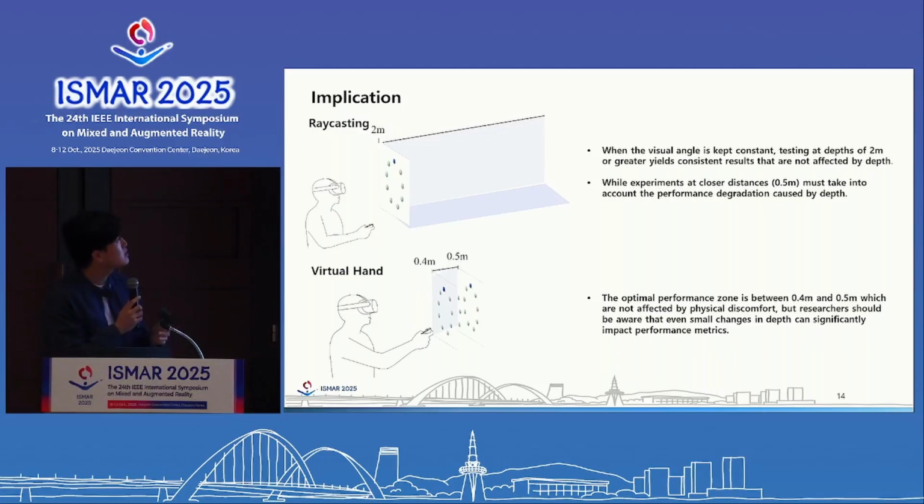So in our study, in raycasting, when the visual angle is kept constant, testing at depths of 2 meters or greater yields consistent results that are not affected by depth. But experiments at closer distances, like 0.5 meter, must take into account the performance degradation caused by depth. For the virtual hand, the optimal performance zone is between 0.4 meter and 0.5 meter, which is not affected by physical discomfort. But researchers should be aware that even small changes in depth can significantly impact performance metrics.